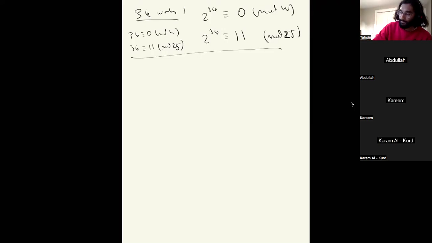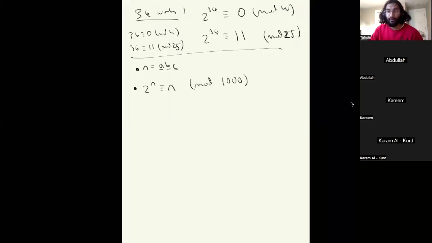So we should try 3-digit numbers next. Now n is 3 digits, and what we want is 2 to the n congruent to n modulo 1000. But again, in light of the Chinese remainder theorem, we should think of this as 2 to the n congruent to n mod 8, and 2 to the n congruent to n mod 125.